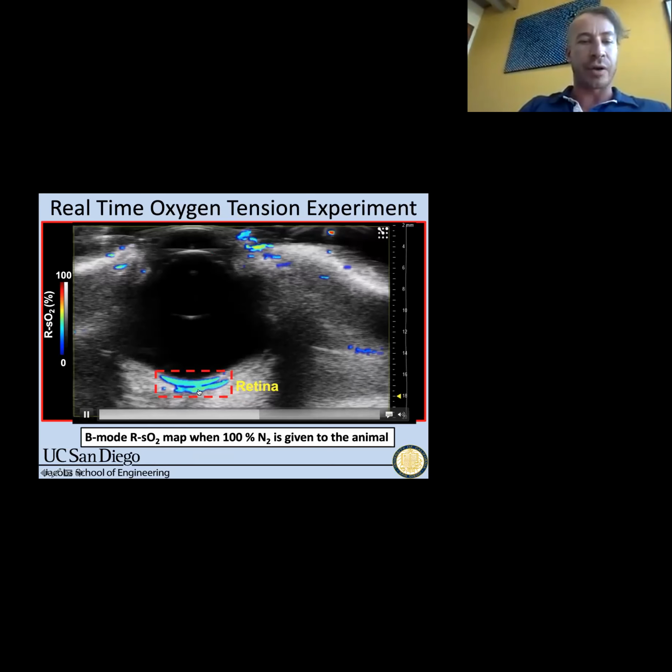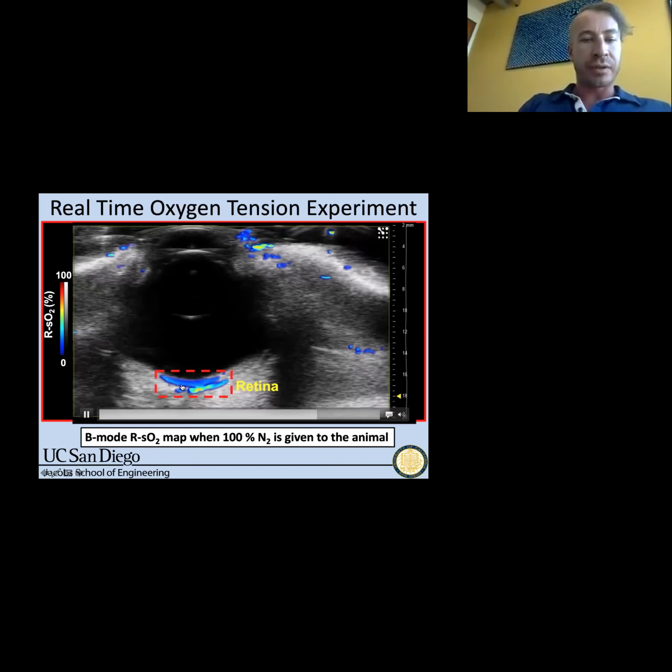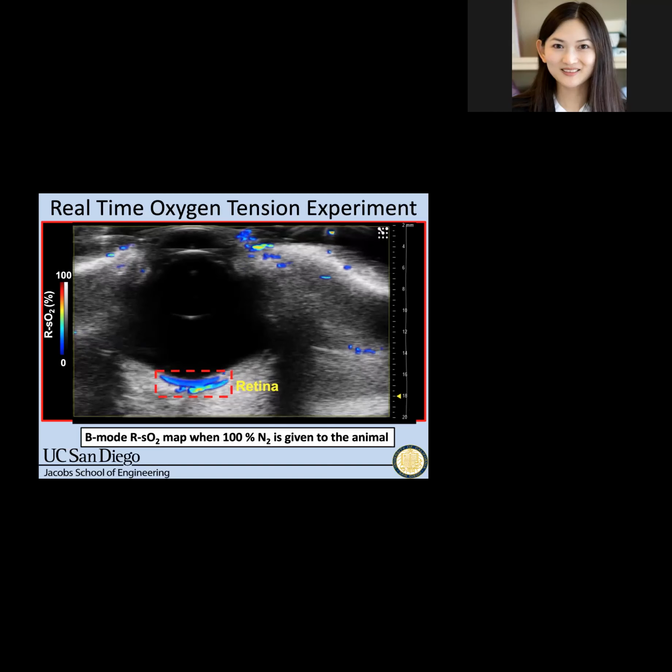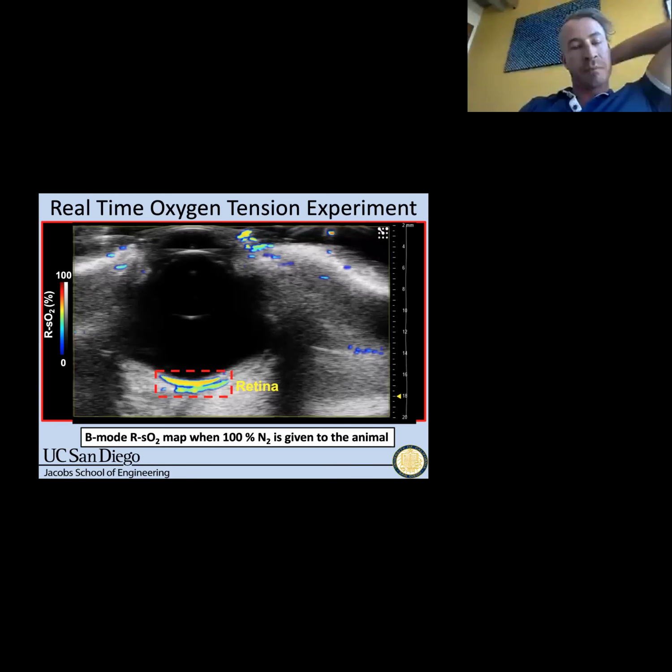And then here you can image it in real time. This is a video where we started the animal on, I guess, room air, and then switched it over to 100% nitrogen. So it gets blue over time. So here we're starting, it's oxygenated, and then as it breathes more nitrogen, it turns blue. Yeah, that's very, very clear. That signal is quantified. Yeah, and it's mapped, and it's in real time.